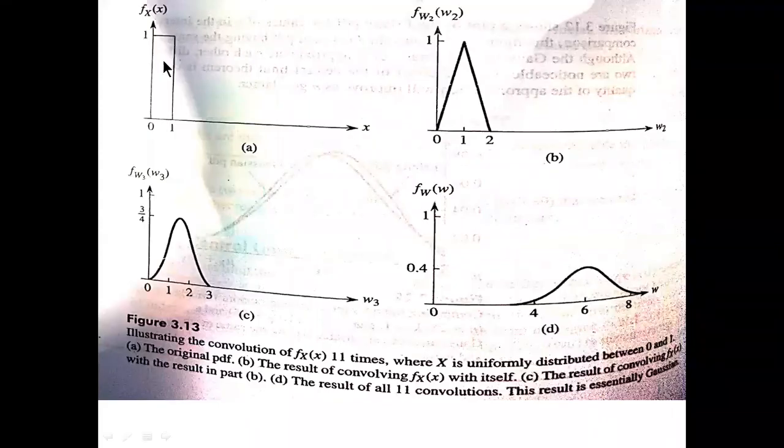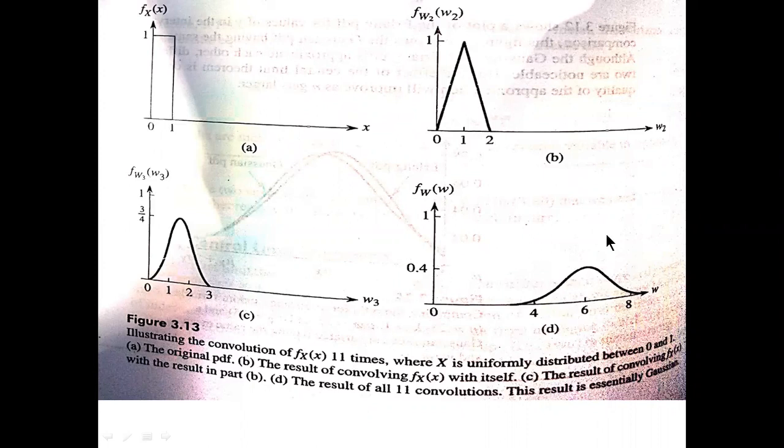And if f(x) is uniform, then w2 will turn out to be this function. If we extend it for w3, we'll get this function. Then if we similarly extend it for 11 convolutions, you are going to get this. So this will be tending towards 0, this will be tending towards infinity. So we will get a figure which is something like this, with 6 as the average and 0.4 as the peak over there, approximately.